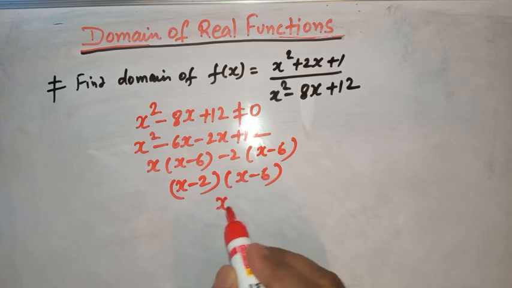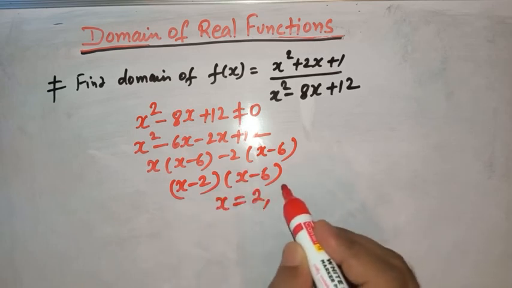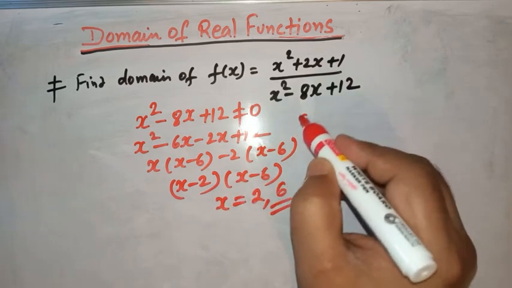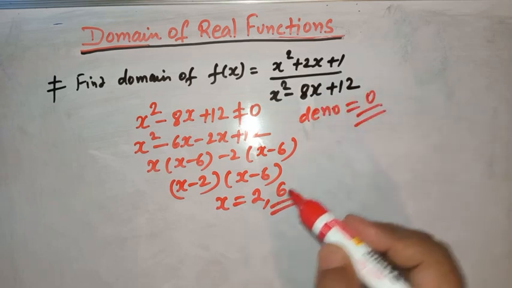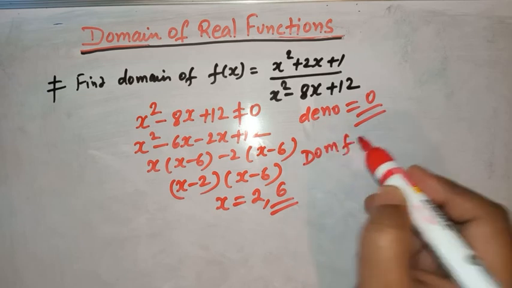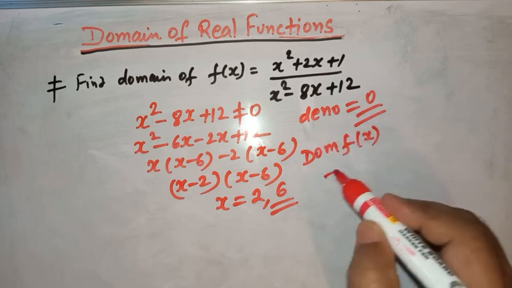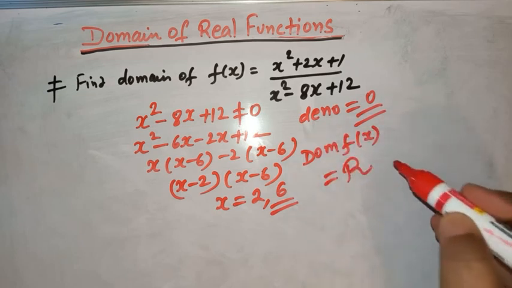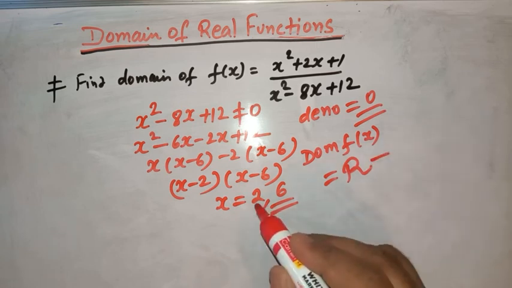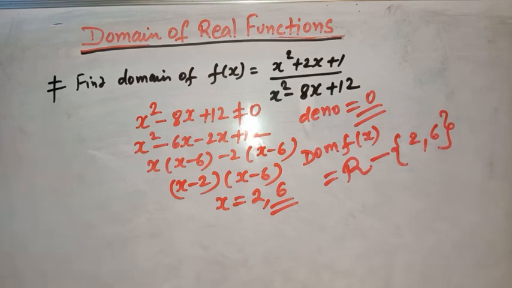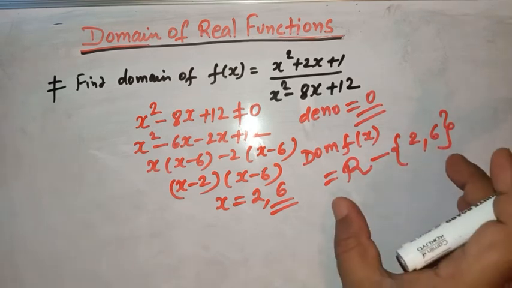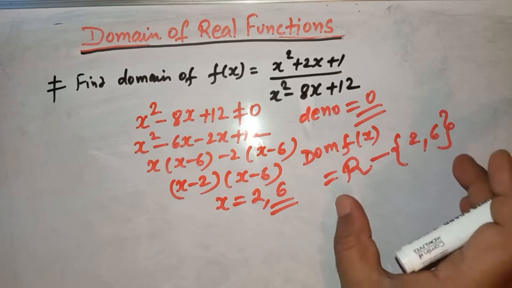Here we see that for x = 2 and 6, this denominator becomes 0. So the domain of f is the set of all real numbers excluding 2 and 6. Clear? So this is the notation for writing the domain of f(x). Clear?